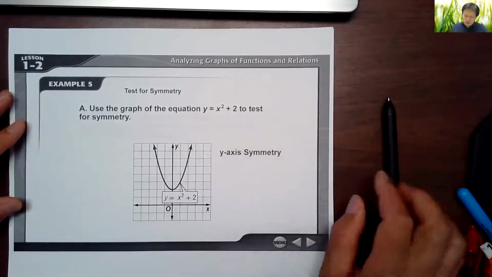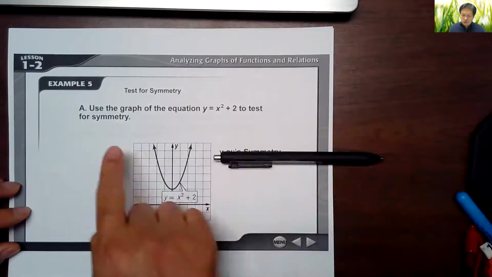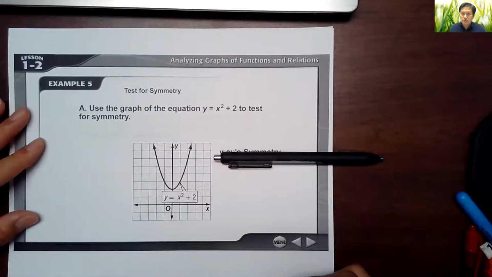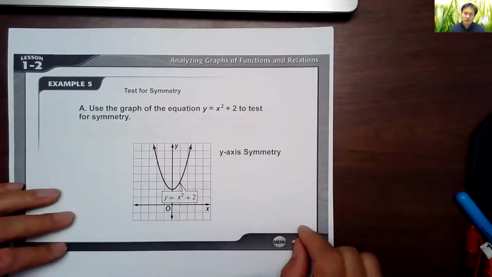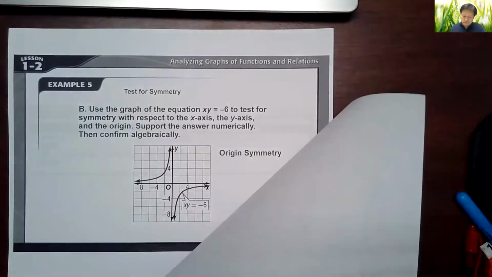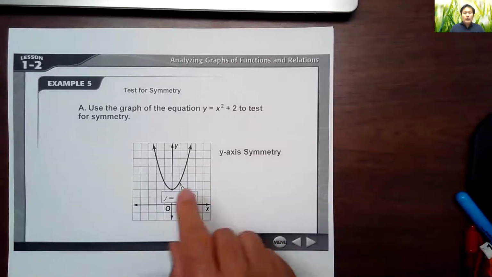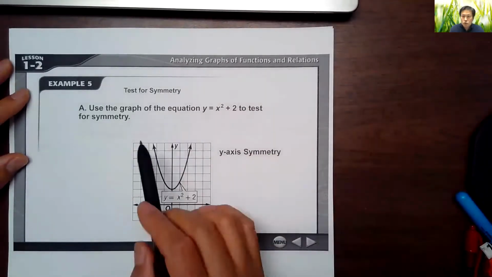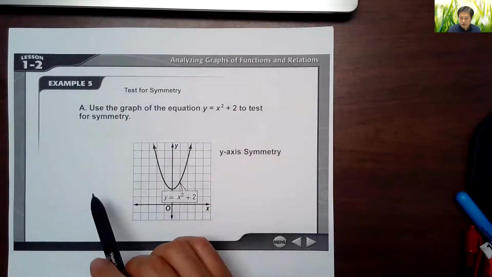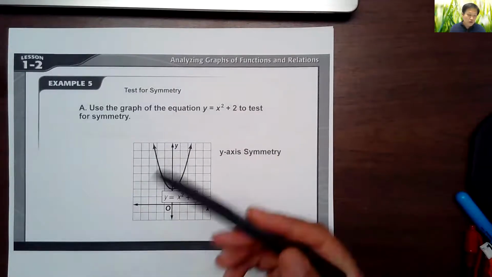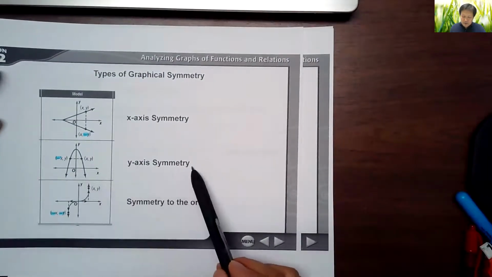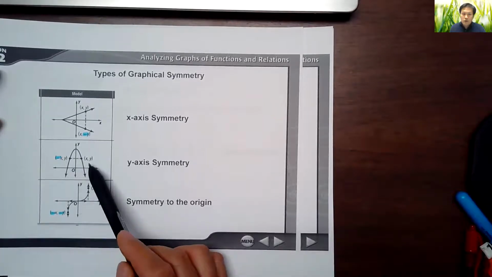Okay, so here, use the graph of the equation to test the symmetry. Given the graph, it's very simple. You know it's a symmetry over the y-axis, so you say y-axis symmetry. This question did not ask, but it's also possible to show the symmetry algebraically. So you figured out it's a y-axis symmetry, and you have to show algebraically how.